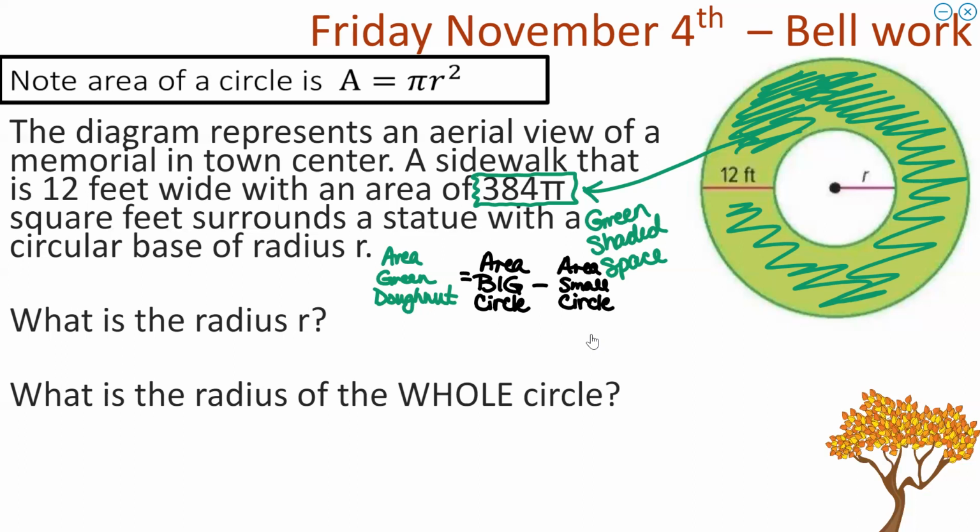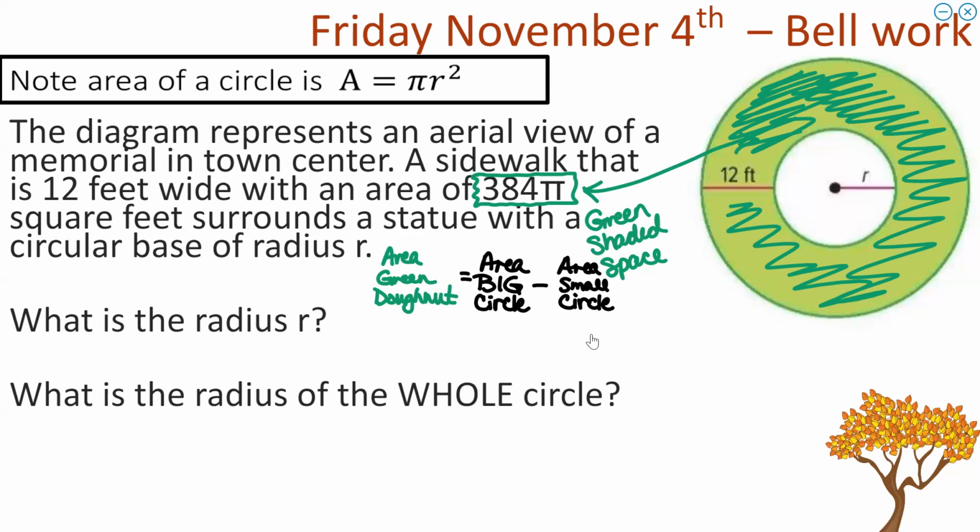How do we find area of a circle again? Pi r squared. What's the radius of the small inside circle? We don't know that. They didn't tell us that. What are they calling that distance? R, from the center to the edge of this donut. They're calling that R. So this would just be pi times r squared.